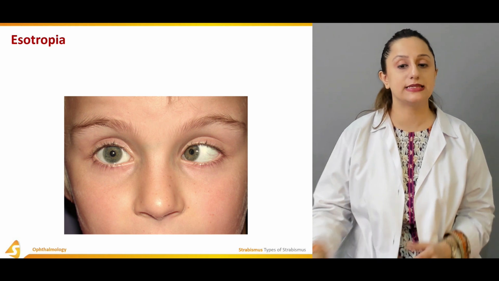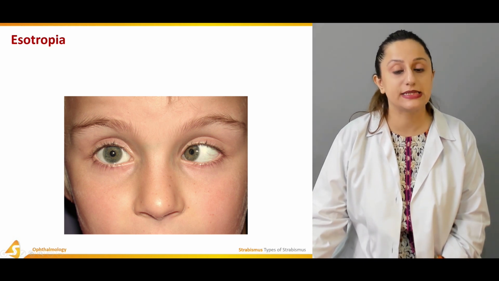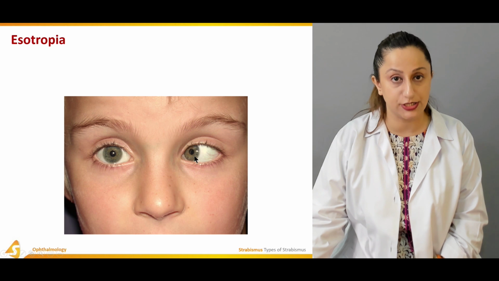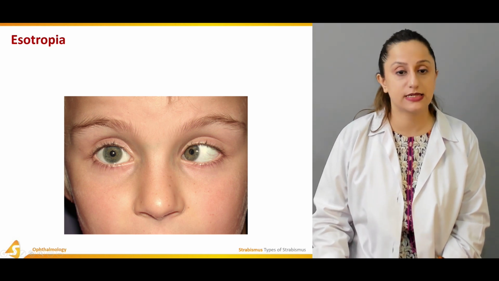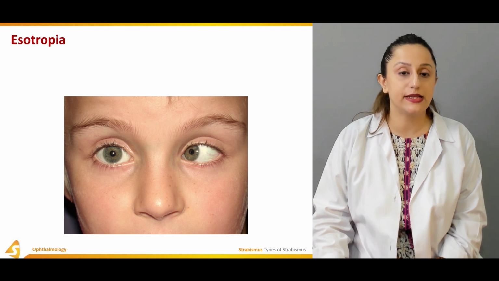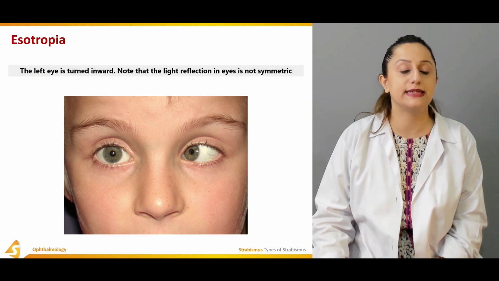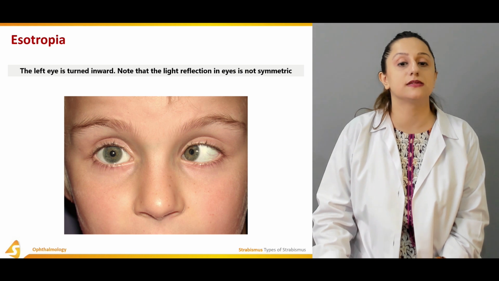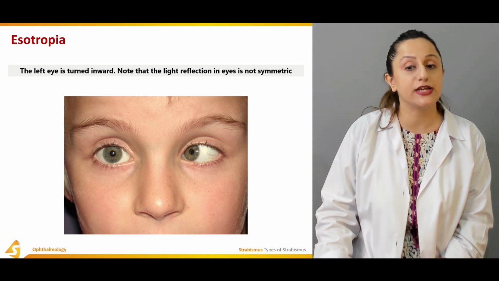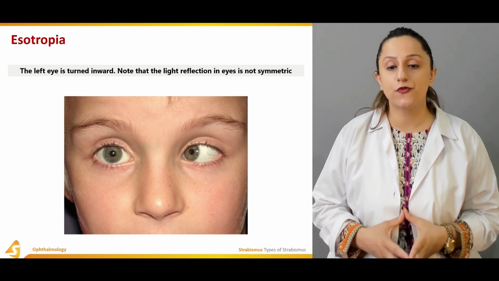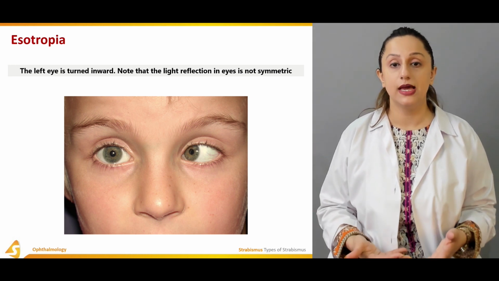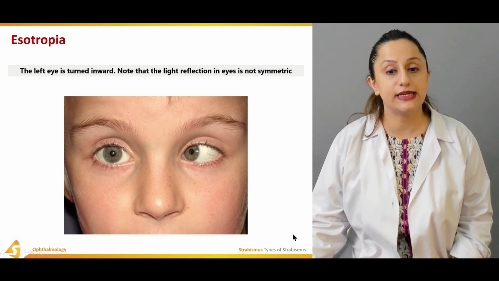Over here, you can see in this child that there is an inward deviation. Inward deviation is termed esotropia. So this condition is one of the clinical presentations of esotropia. The definition would be: the left eye is turned inwards. Note that the light reflection in the eyes is not symmetric. This is one of the highlights for the examination. Light reflection is not going to be symmetric.